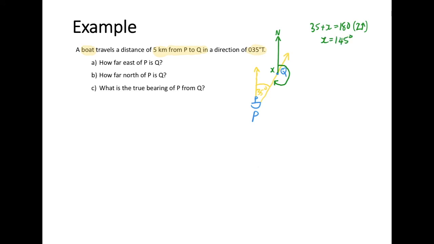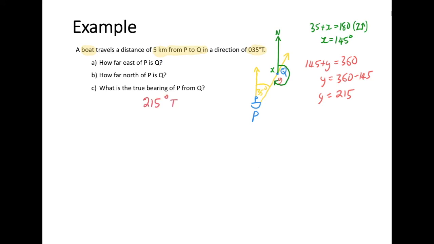So now that I've worked out what that angle is going to be, I can work out what my true bearing angle is going to be. So now my angles are going to add up to 360. So if I know that my angle x is going to be 145, then the balance has to add up to 360. So 145 plus y is going to equal 360. So y is going to equal 360 minus 145. So y is going to equal 215. So my true bearing of P from Q is going to be 215 degrees true north.